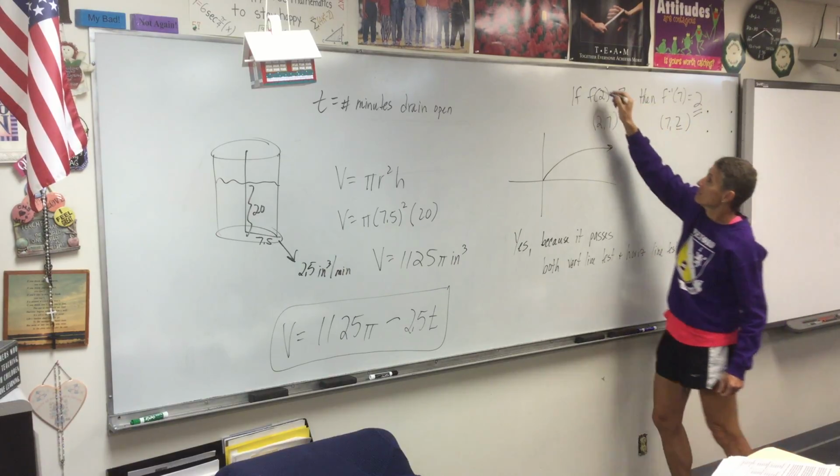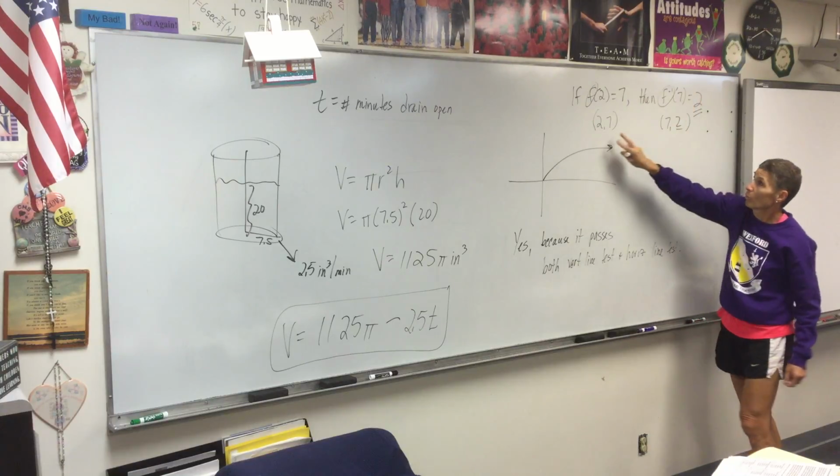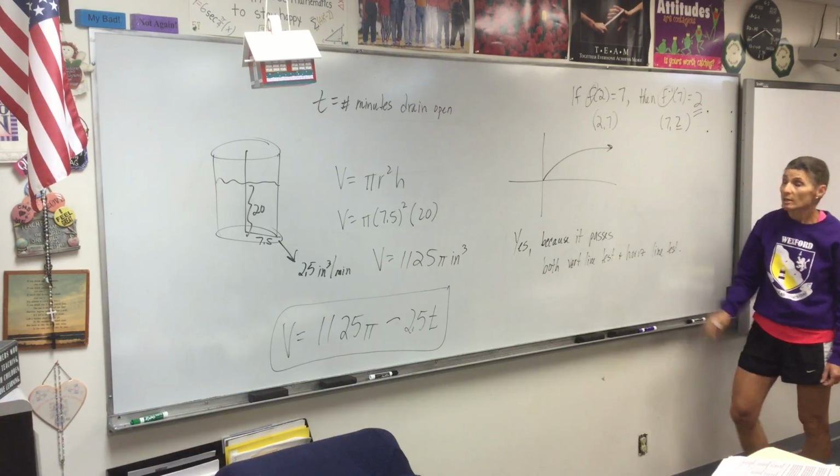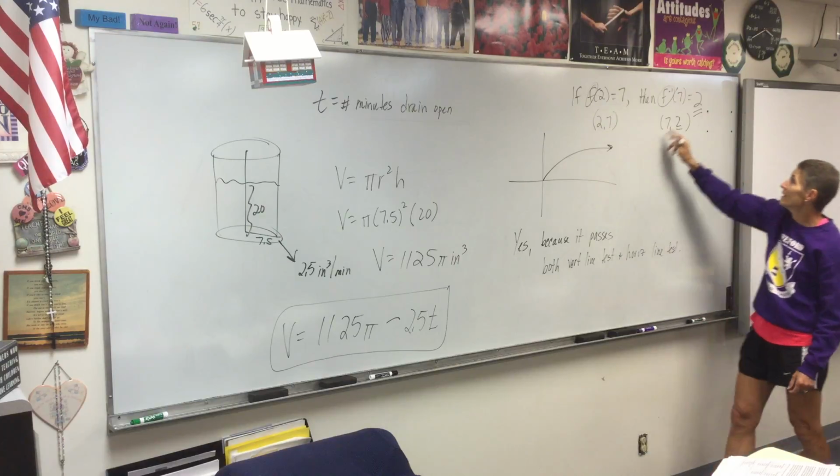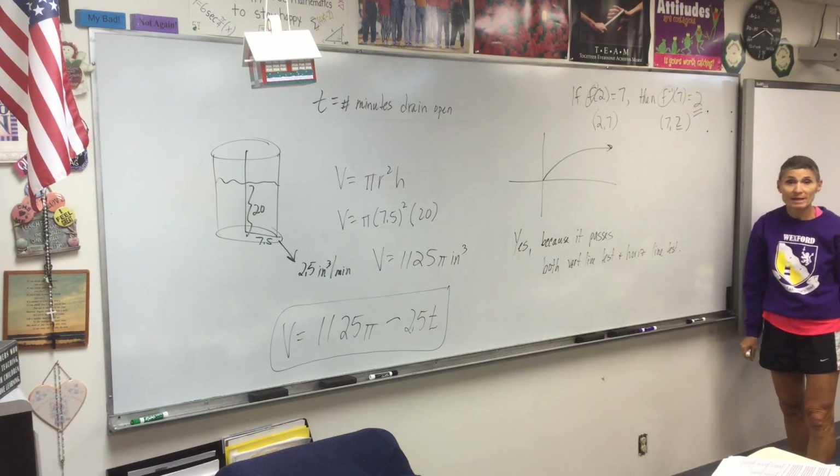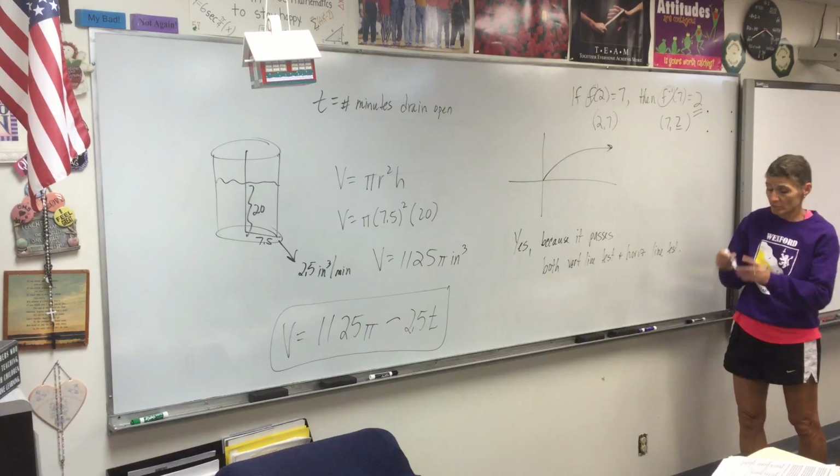Remember, if they are inverses, then their ordered pairs switch. So if 2 becomes 7, then that 7 is going to become a 2 if they're inverses.